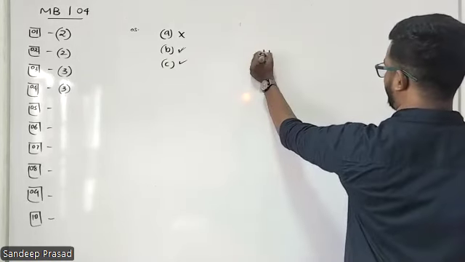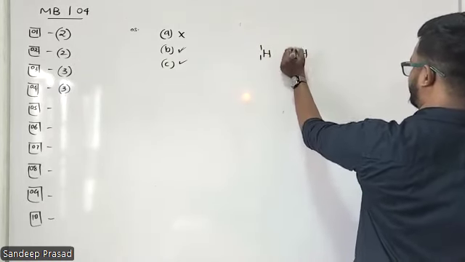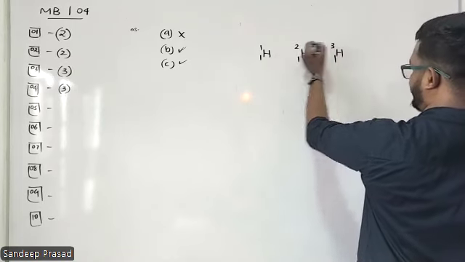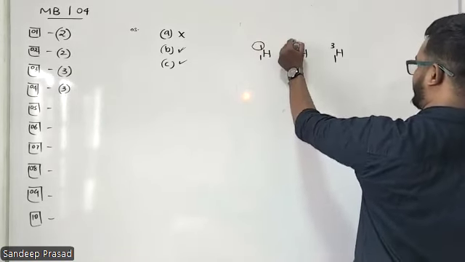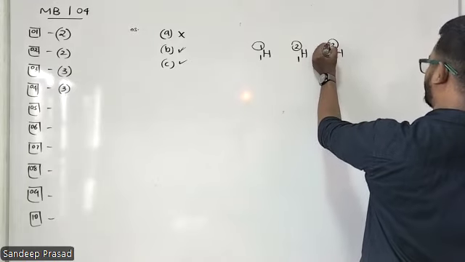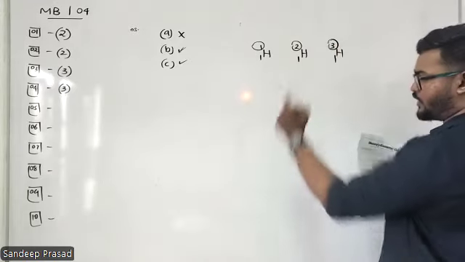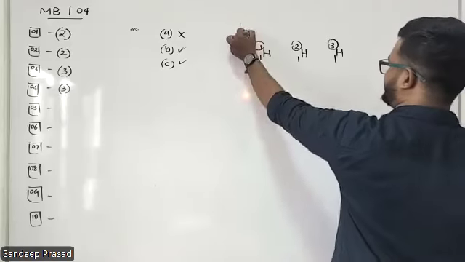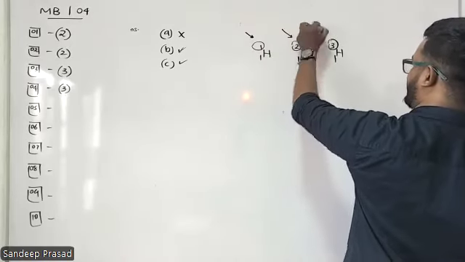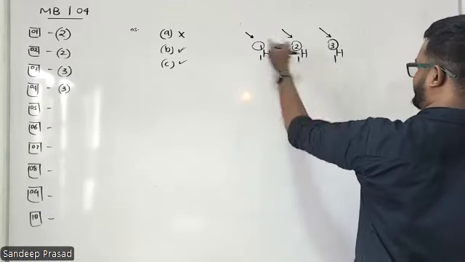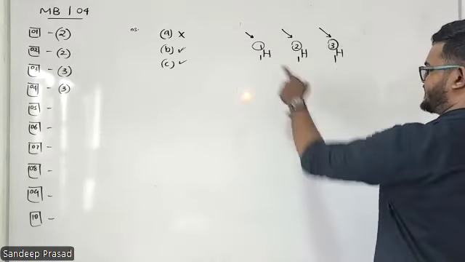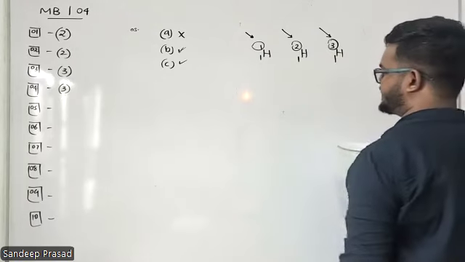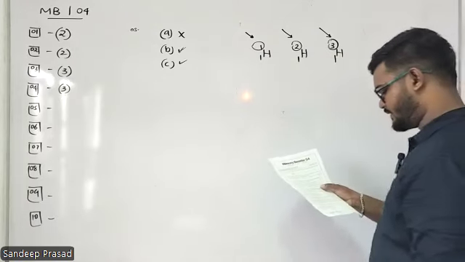For example, hydrogen-1, hydrogen-2, hydrogen-3. The nucleon number here is 1, here 2, here 3. Nucleon number means the number of protons plus the number of neutrons. So these have specific nucleon numbers, and therefore they are known as nuclides. These three isotopes are considered as three different nuclides.